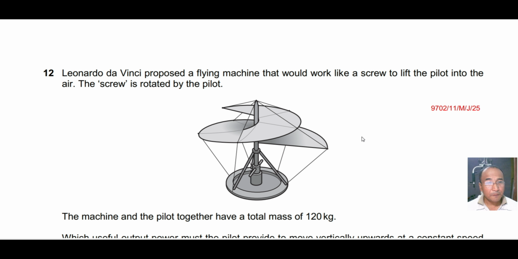It says that Leonardo da Vinci proposed a flying machine that could work like a screw to lift the pilot into the air. The screw is rotated by the pilot. So we have to rotate the screw like this, and it will push air down. So the air gives a reaction and it will get lifted. That's the philosophy of this thing. Something like the helicopter, yeah, a prototype of the helicopter it is.